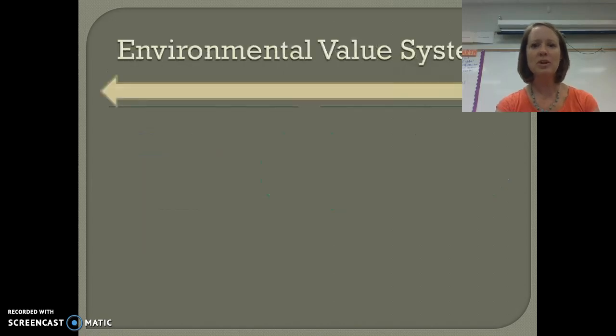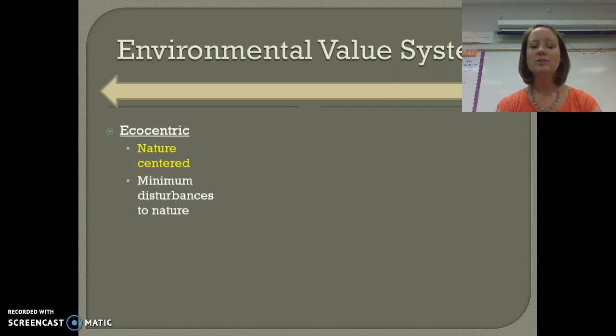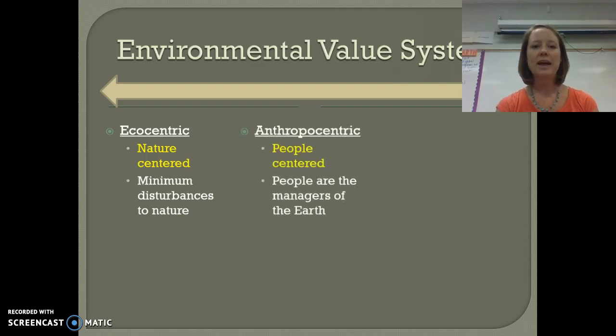All right, so now we're going to look at what the three value systems are. We have an ecocentric value system, which is more of a nature-centered idea. It's the idea that we want to have as little disturbance to nature as possible.